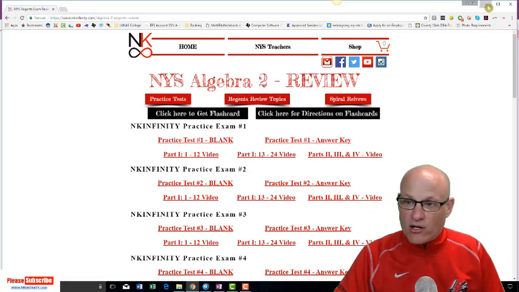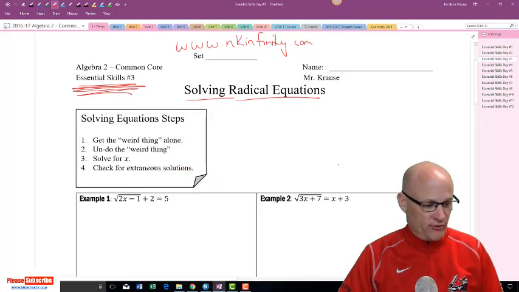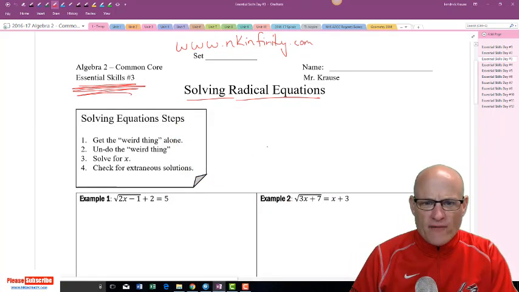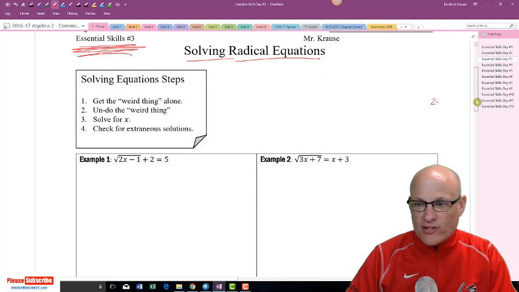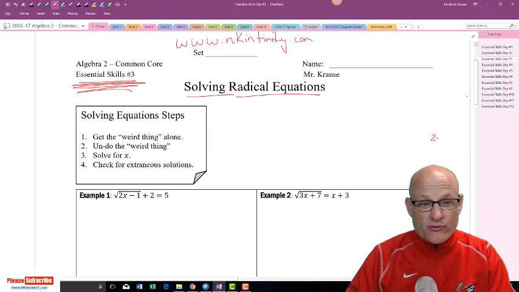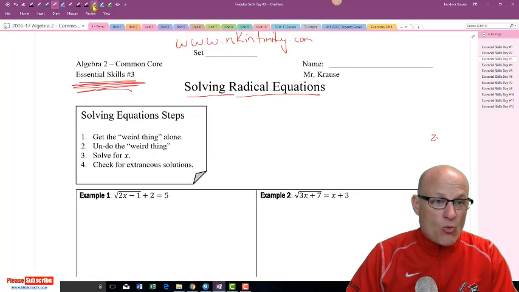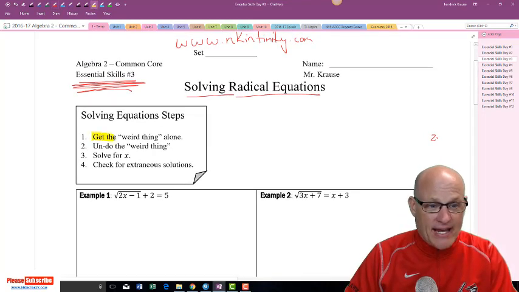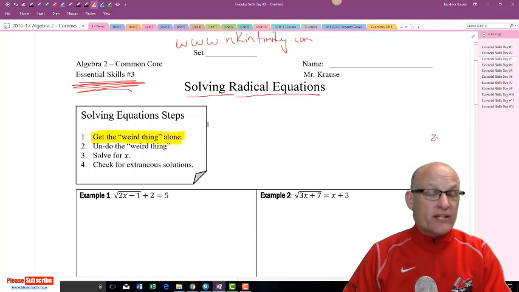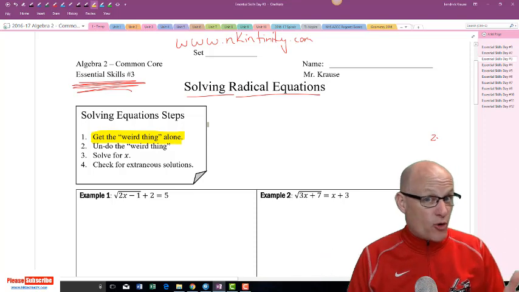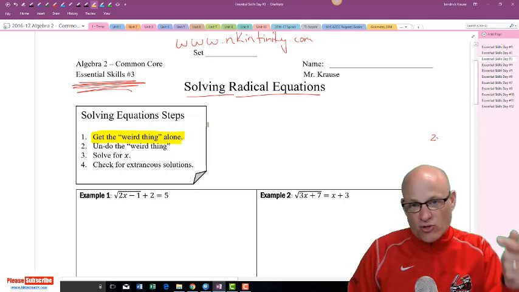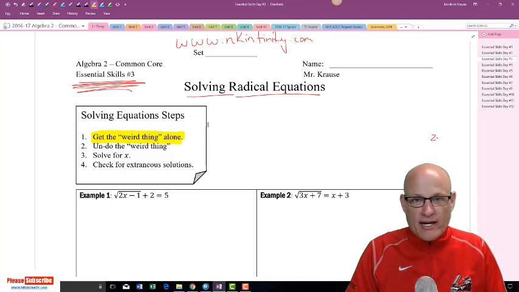Let's get going, though. All right, let's talk about radical equations. So solving radical equations is quite simple. It's just normal stuff, and you're going to hear me say some of the same things over and over again when we solve these. The first thing Miss Newman and I are adamant about is getting this weird thing alone. We call it the weird thing because it works for almost every equation, whether it's exponential, logarithmic, or radical. You get the weird thing by itself.